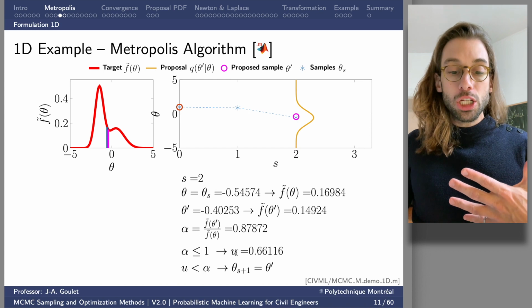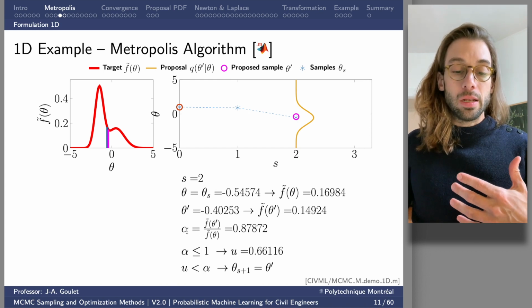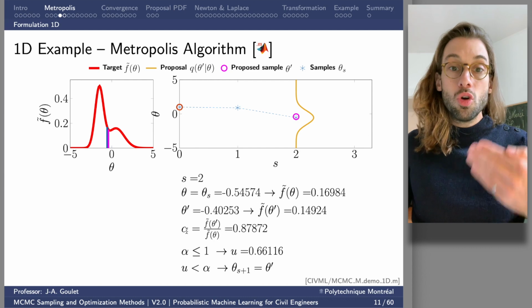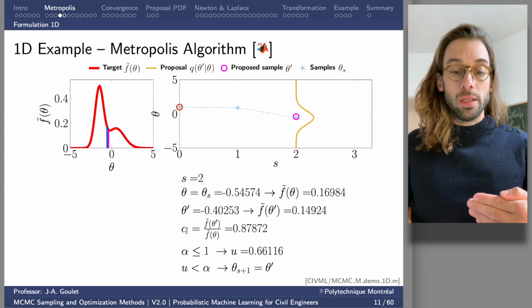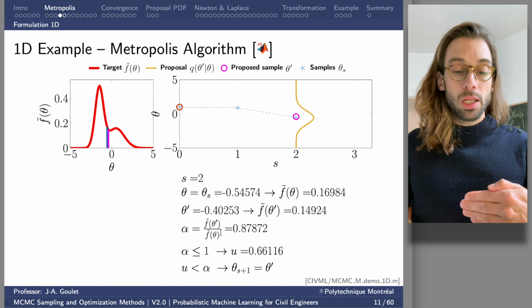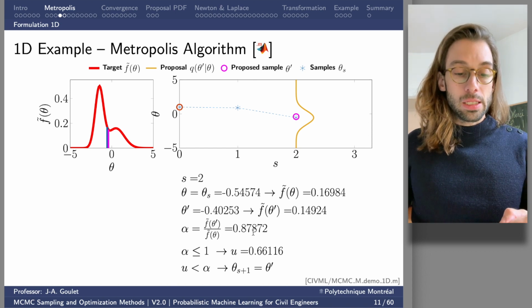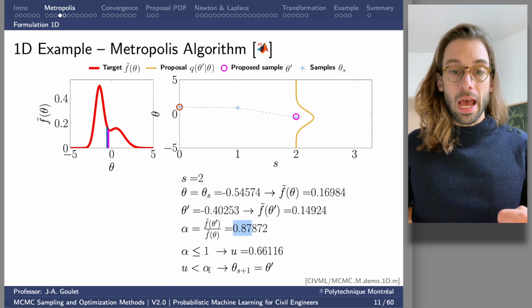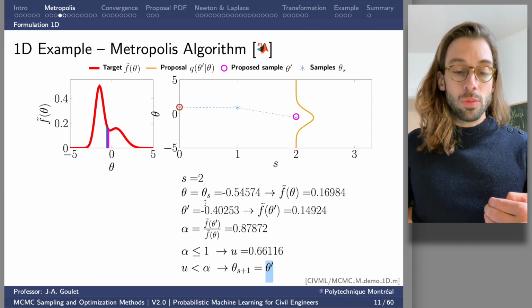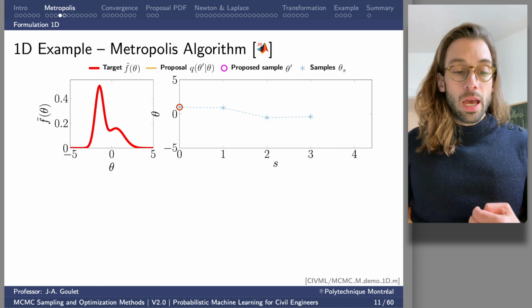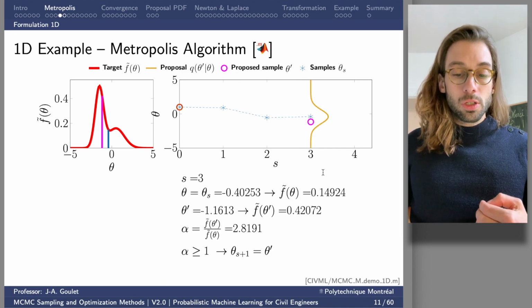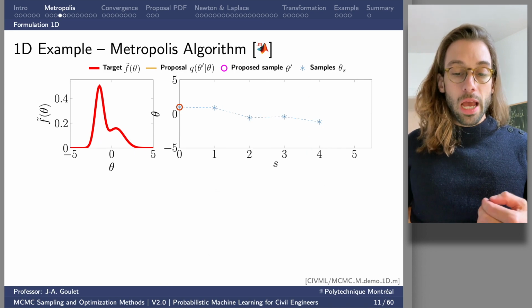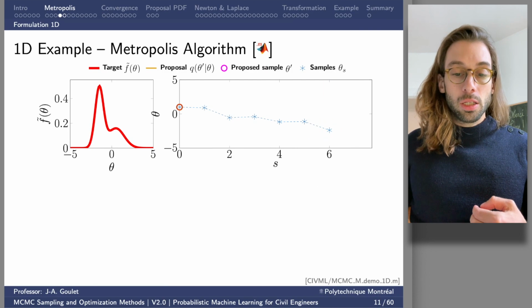So by always checking if U is lesser than alpha, I'm going to assure that I move according to the Metropolis algorithm criteria, which is to move with probability equal to my ratio alpha. So here, U is lesser than alpha. Perfect. My theta s plus 1, my new sample, is theta prime, the one I propose. I continue. New proposal. I'm greater than I was. I accept to move. And I continue like this.